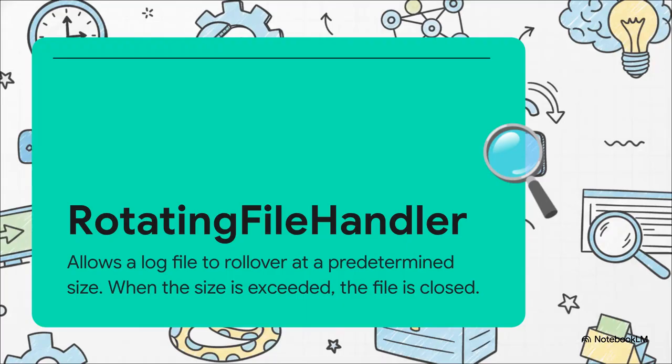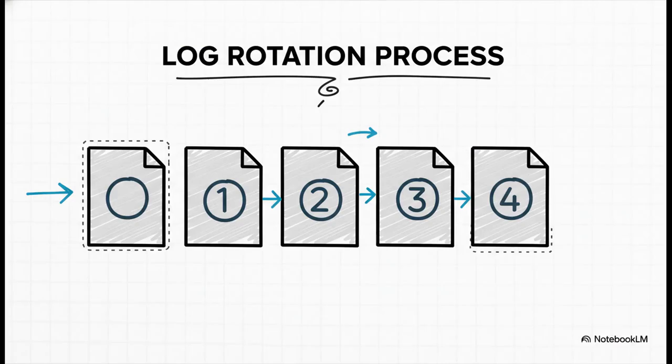Now, one of my absolute favorite tools in this whole module is the rotating file handler. You know how log files can just grow and grow until they eat up your whole hard drive? Yeah, this thing solves that problem automatically. So imagine your log file, app.log, is getting full. Once it hits a size limit that you set, poof, it gets renamed to app.log.1 and a brand new empty app.log file is created. If app.log.1 already existed, it just gets bumped to app.log.2 and so on down the line. It's such a simple, elegant way to keep your logs tidy without you ever having to think about it.